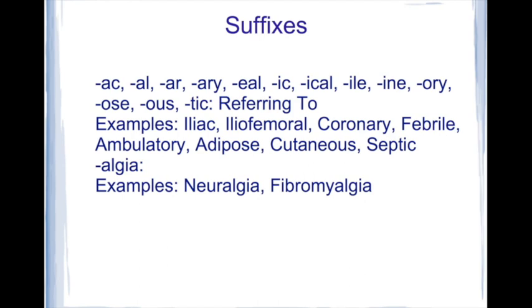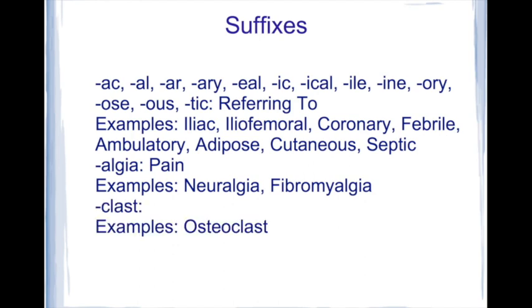Algia, like neuralgia, or how about fibromyalgia? Neuralgia, like trigeminal neuralgia, we talked about that earlier. Something happens to the nerve. What's happening in the trigeminal nerve? You are experiencing pain. And that's one of the main things you see with fibromyalgia, right? Fibro means fiber, myo means muscle. Algia means pain.